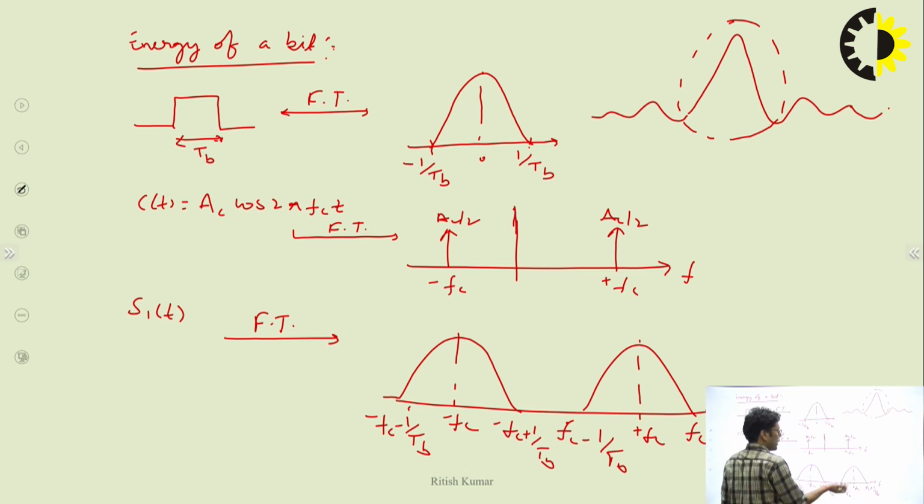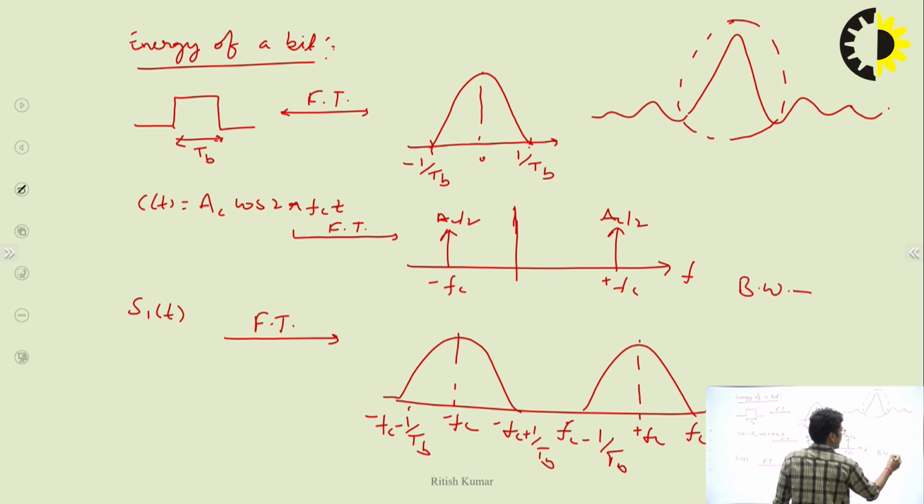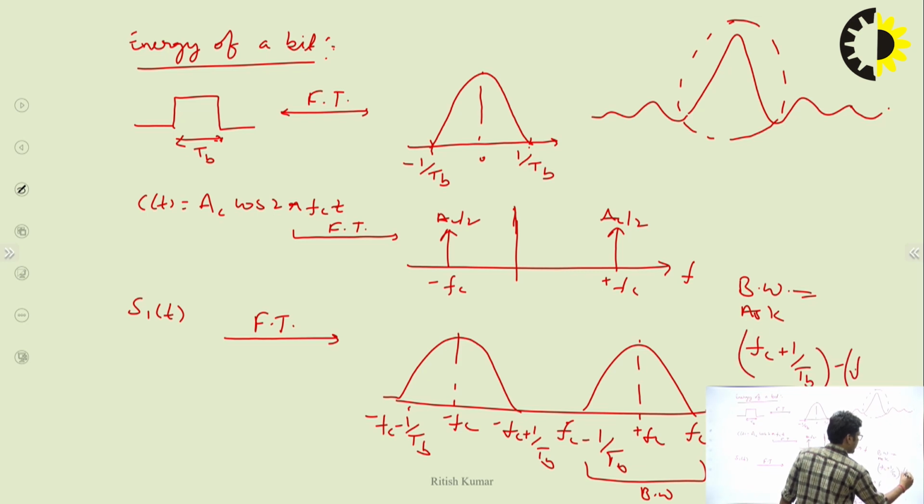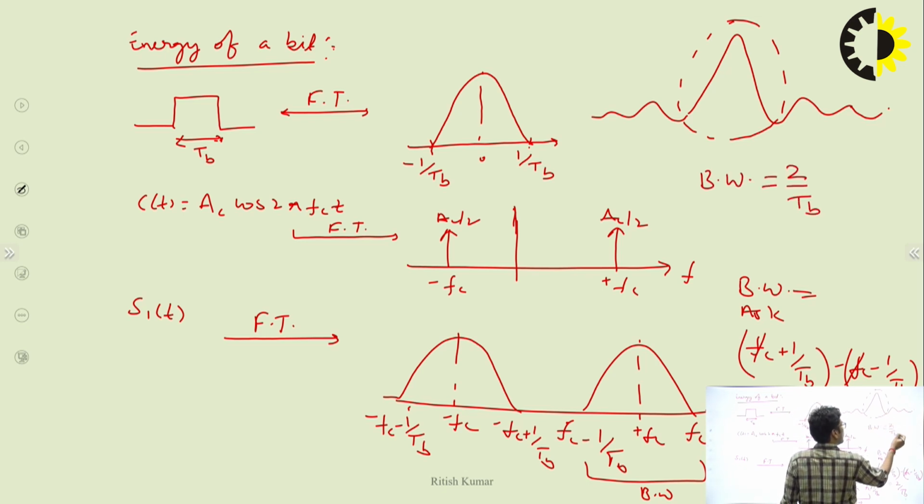From this we can calculate the bandwidth of the ASK signal. The bandwidth of the ASK signal will always be equal to this: FC plus 1 by TB minus FC minus 1 by TB. FC is cancelled out, giving 2 by TB. So bandwidth is equal to 2 by TB, where 1 by TB is equal to RB.